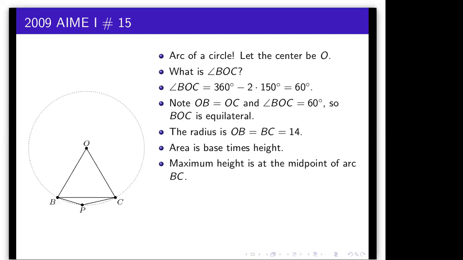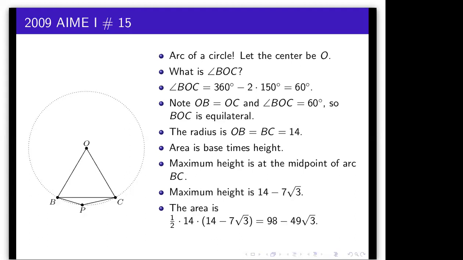The height is maximized at the midpoint of the minor arc BC. So the maximum height is just the radius of the circle minus the height of that equilateral triangle. The radius of the circle is 14, and the height of the equilateral triangle is 7√3. So the maximum height of BPC is 14 minus 7√3. Then we just use 1/2 base times height to find the area. The area comes out to 98 minus 49√3, and the final answer is 150.